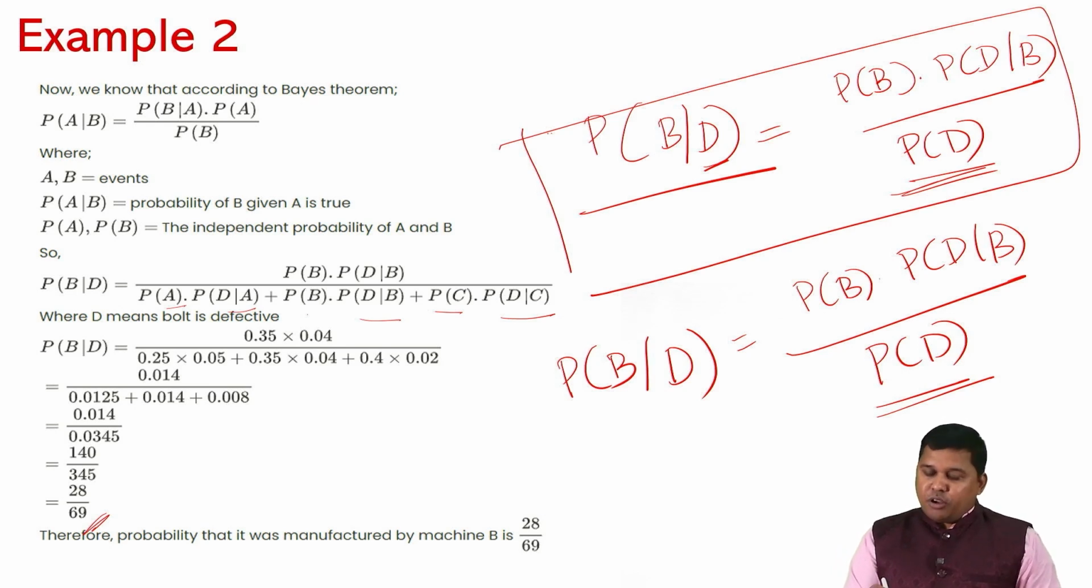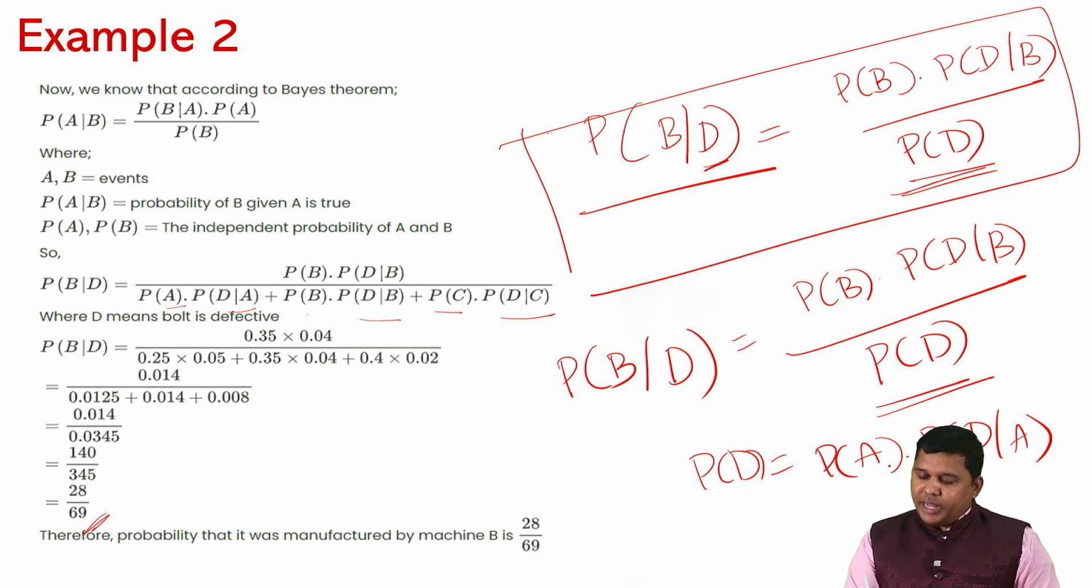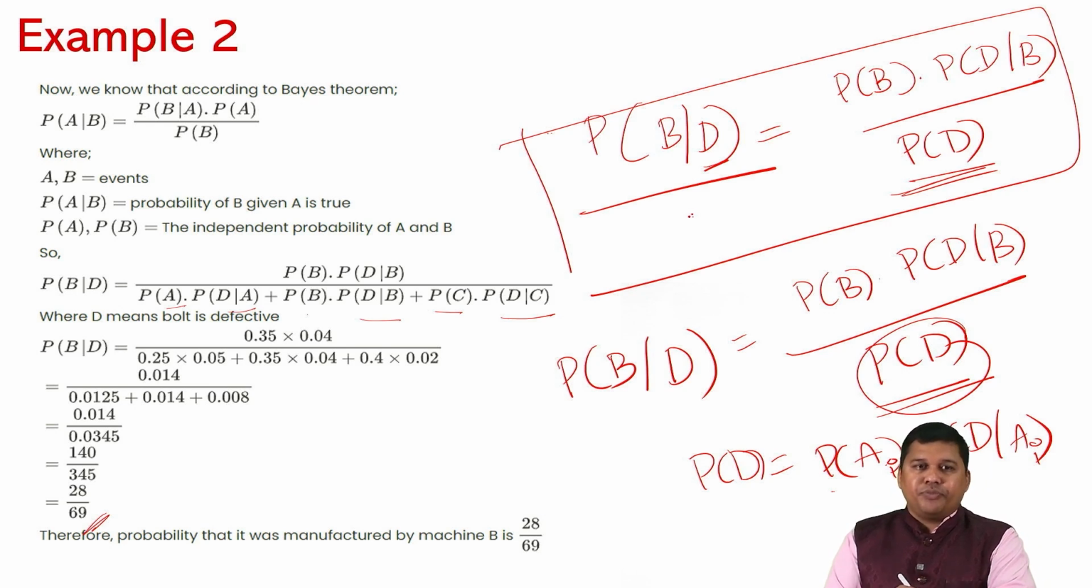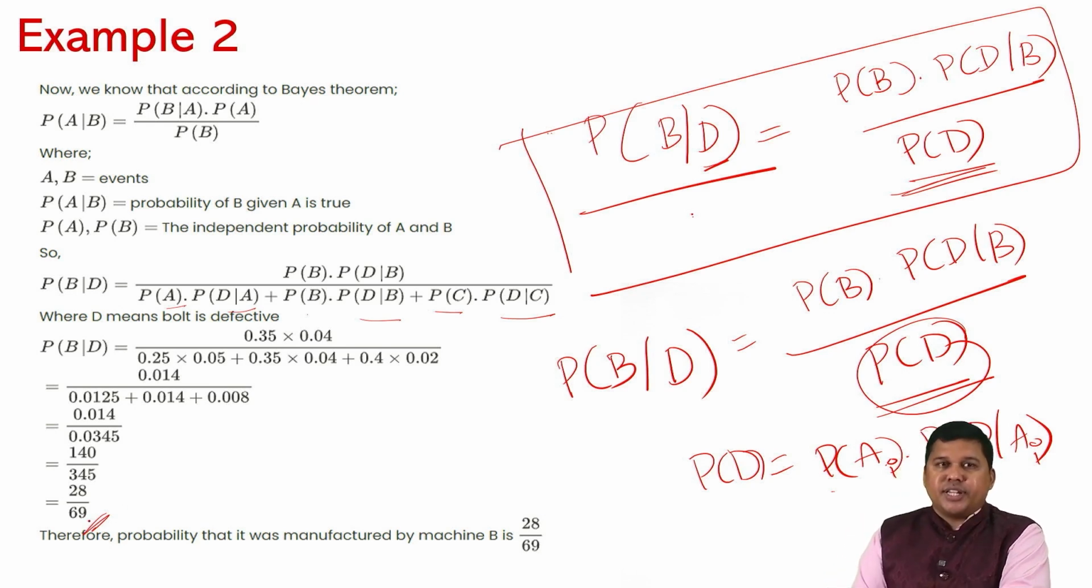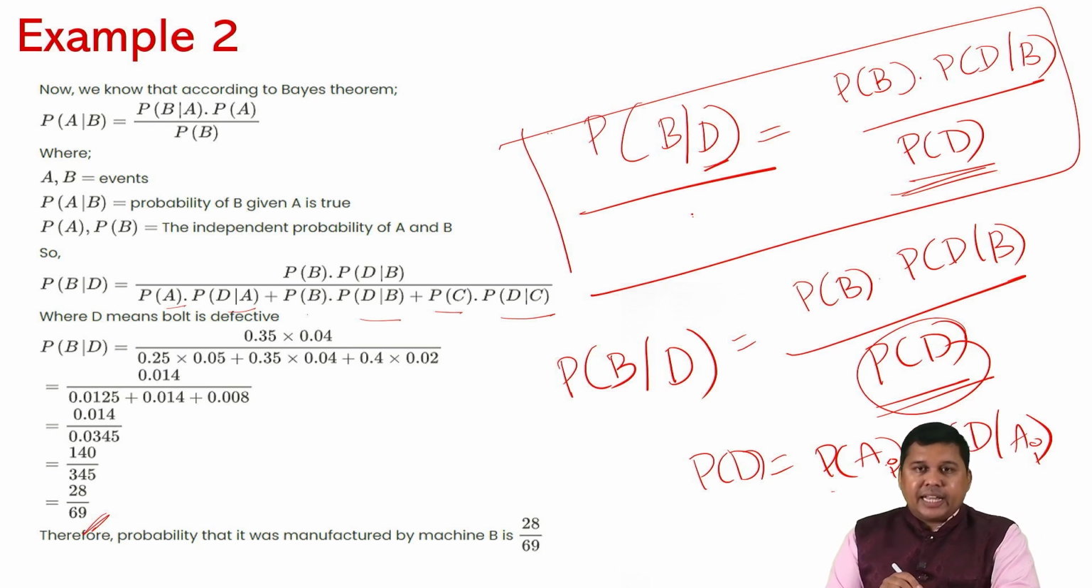P of D is P of A into P of D given A, and so on. Depending on the number of machines, it could be A or any event I, and then we apply this. By applying the law of total probability, we find P of D and substitute it in the Bayes theorem formula. So, we get the value as 28 by 69. So, the probability of a defective bolt being from machine B, if you draw one randomly, is 28 by 69. This is the Bayes theorem concept.